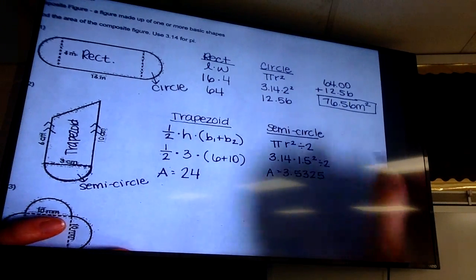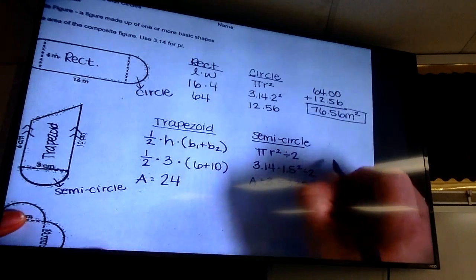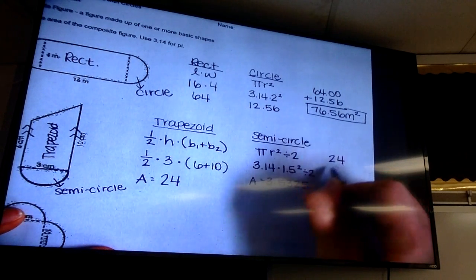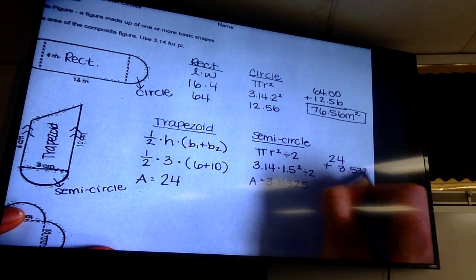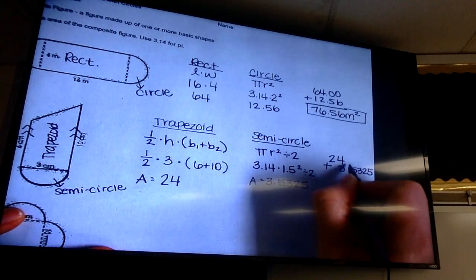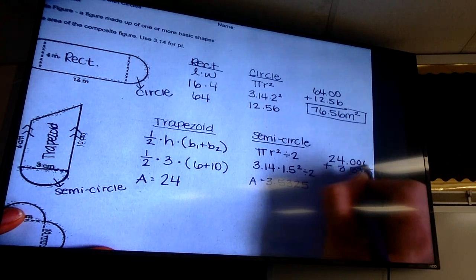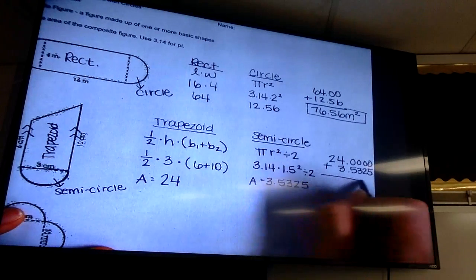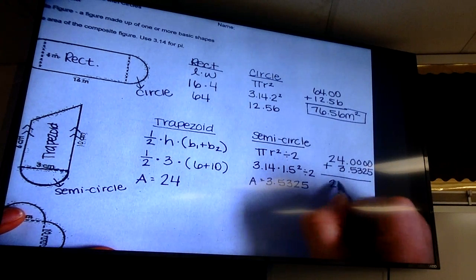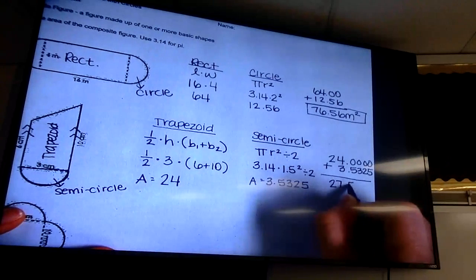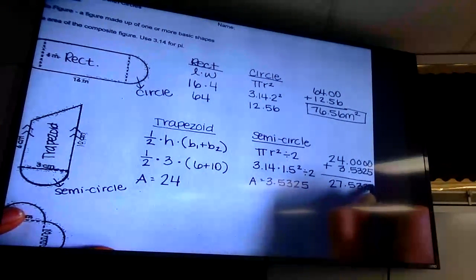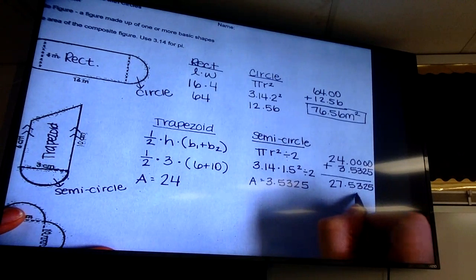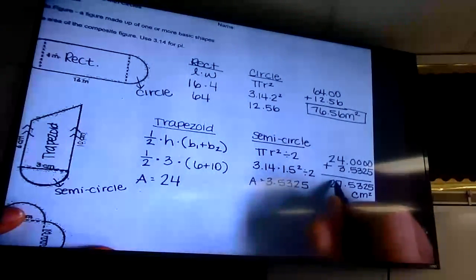So then your final step is just to add them together. So I have 24 plus 3.5325. And notice I lined up my decimal points. I could even add these zeros in. And I find out that the area is 27 and 5,325 ten-thousandths. And since this is my final answer, I'm going to label it centimeters squared.